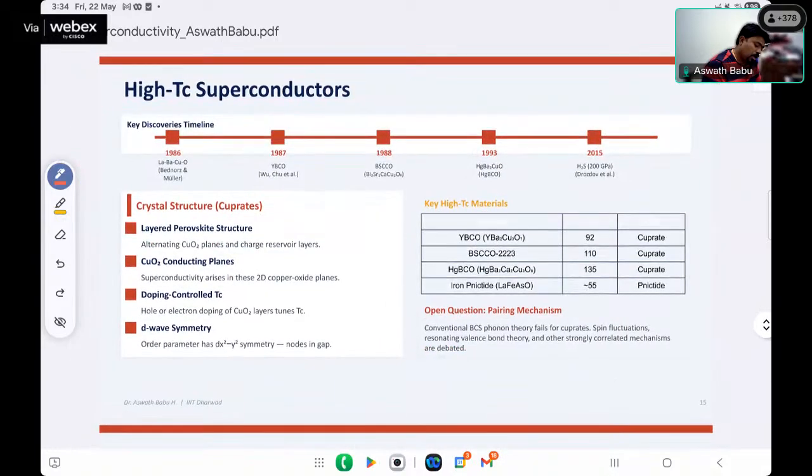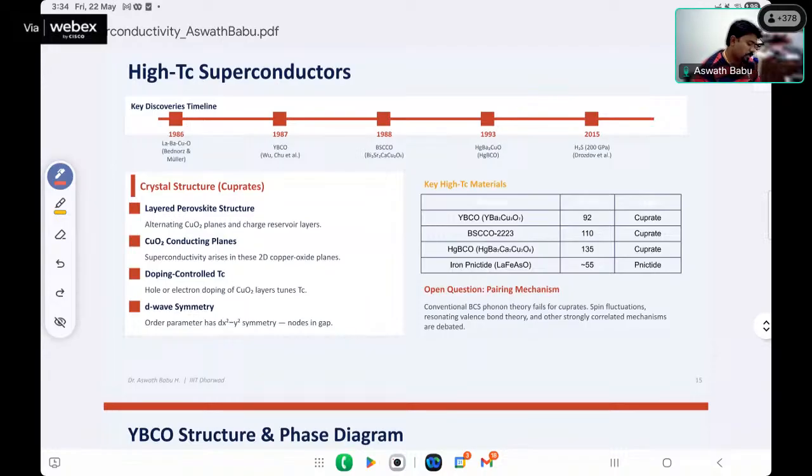Now, high threshold temperature superconductors. People have been exploring high threshold superconductors, starting in 1986 from Muller's time, till 2015. Even a few years back, some institutes in India claimed to have seen superconductivity at room temperature, but it is not proved. It is only theoretically proposed.